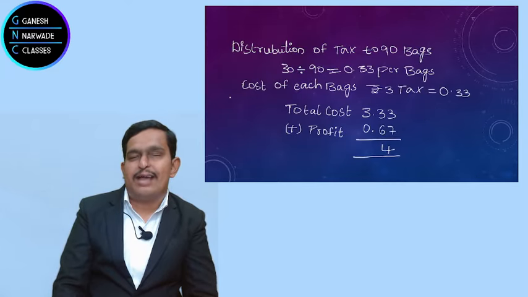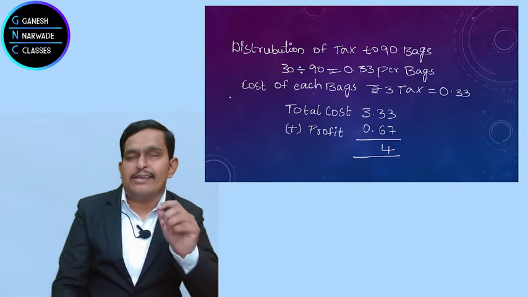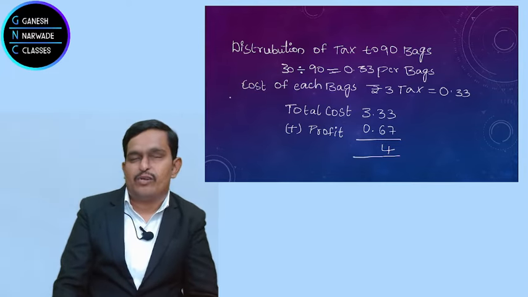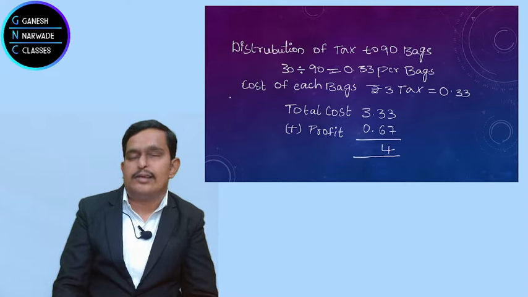Now, these 90 bags he has to sell in India. Will he sell at 3 rupees? Not at all. Why will he not sell at 3 rupees? Because he also has to earn profit, correct? And not only profit, but he paid some taxes to government. That 30 rupees, he also has to recover by selling these 90 bags. So 30 rupees is the cost, divided by 90 bags is equal to 0.33 rupees cost for each bag.